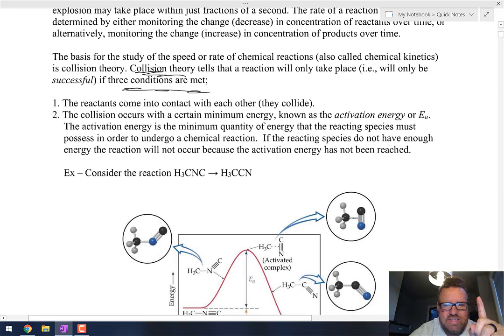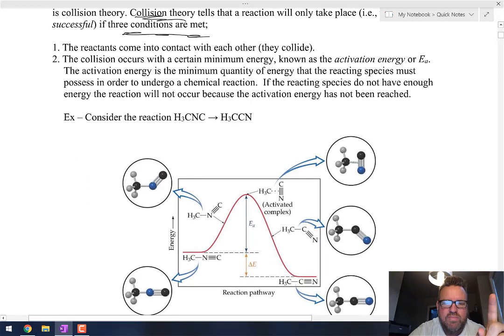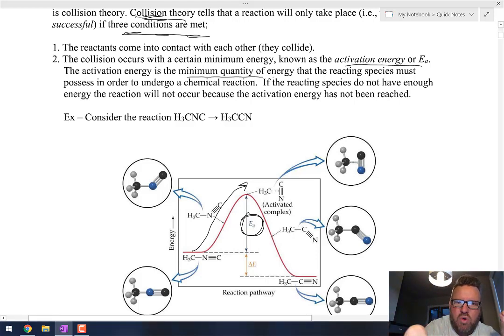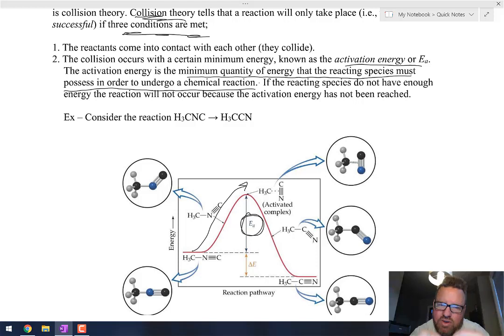Okay, the second thing that has to happen, and we talked about this part in Unit 3, is you have to get over the hill, right? And remember we introduced this idea of activation energy. You have to have enough energy to break the bonds. Again, anytime you break bonds in a chemical reaction, it always requires energy. Okay, and so the activation energy, which is the minimum quantity of energy that the reactants must possess to undergo a chemical reaction, has to be reached. And if the molecules don't have enough energy to break those bonds, or if there's not enough energy they can absorb, then the activation energy has not been reached, and it will not react.